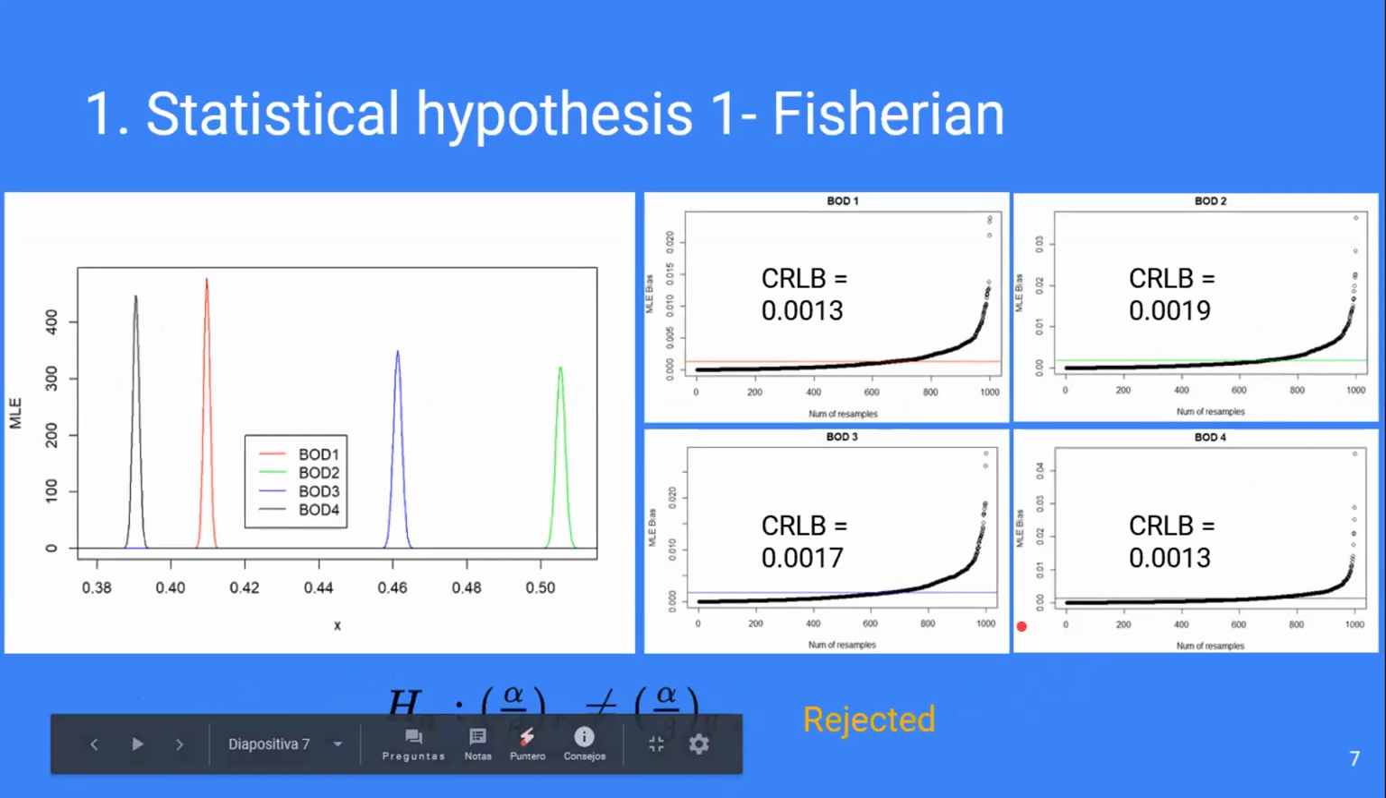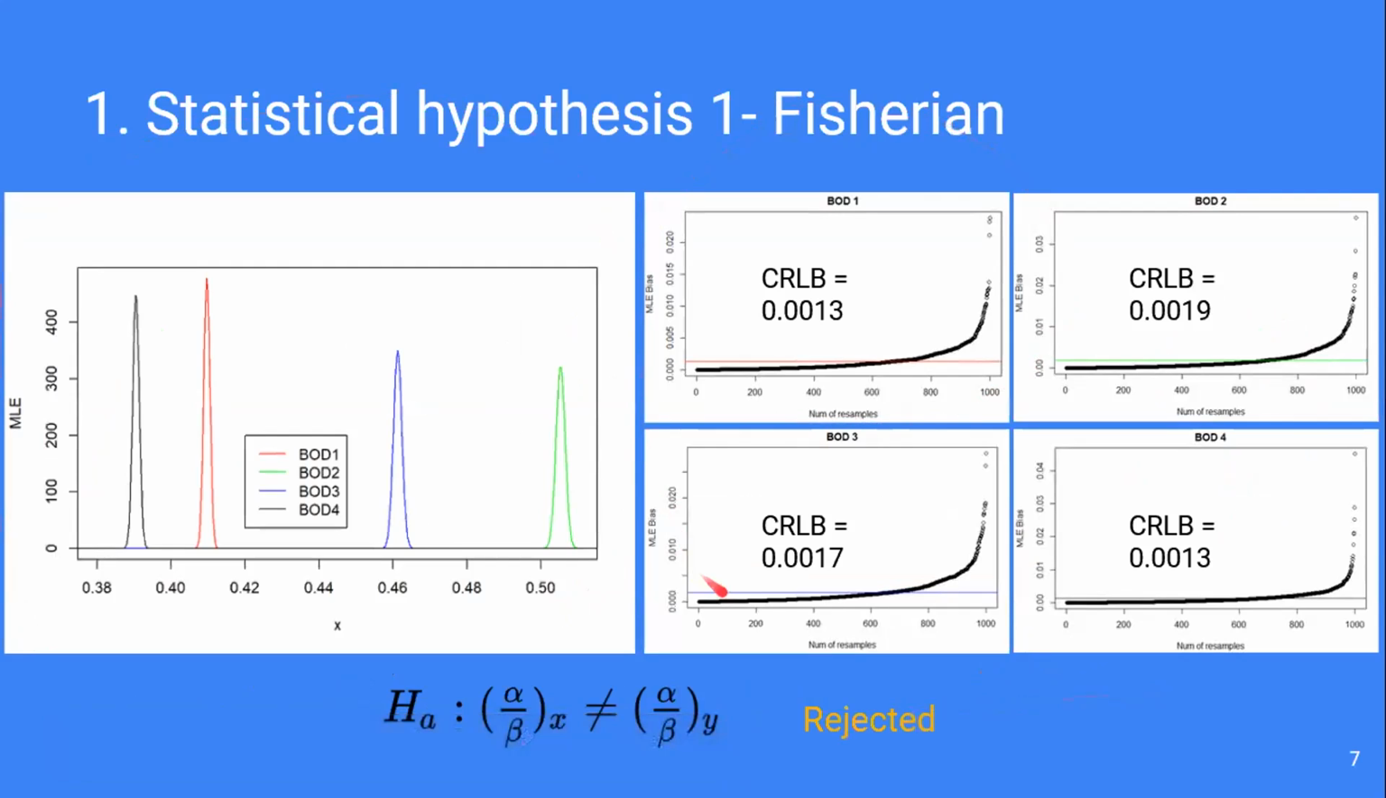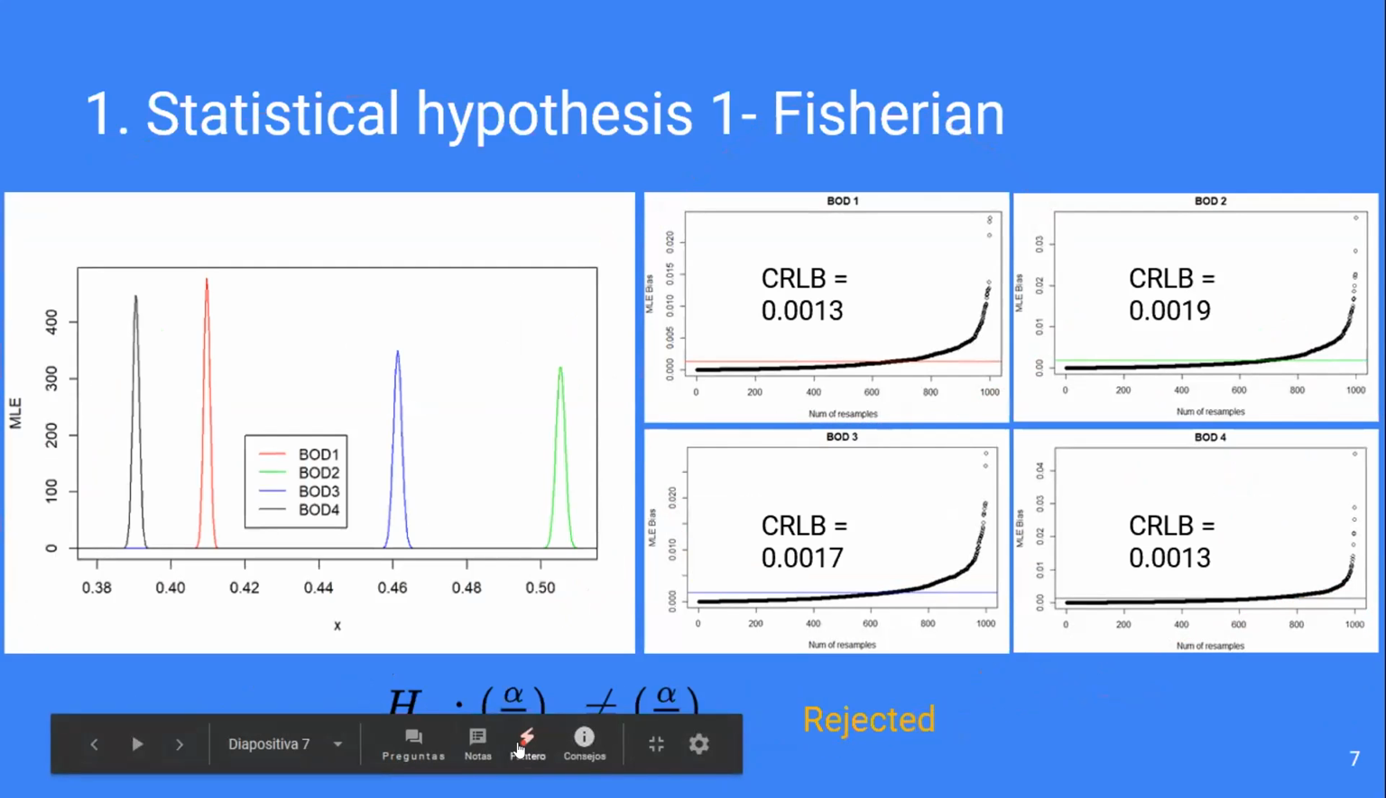For the Fisherian approach, we calculate the MLE, here we have it, and the Cramer-Rao lower bound for each station. And here we are seeking to find differences in the curves also. So since the 4 MLE points are separated from each other, we can reject the null hypothesis and state that there is a significant difference between the sampling points in the BOD variable.